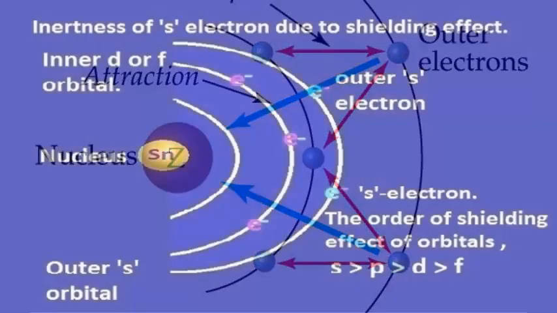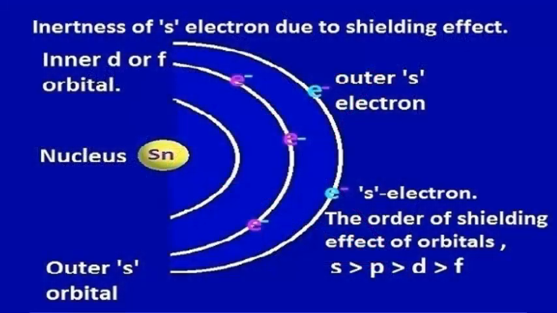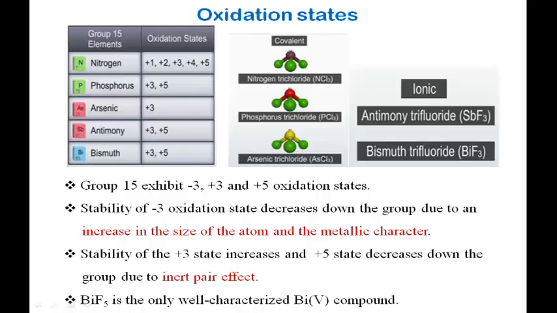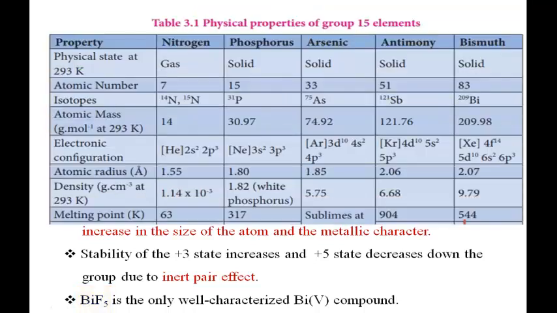That is, the electrons present in the s orbitals are not available for bond formation, and hence the oxidation state possible for such elements is only +3. So when we go to bismuth, bismuth pentafluoride is the only compound known with the +5 oxidation state. No other compounds of bismuth exist with the +5 oxidation state.